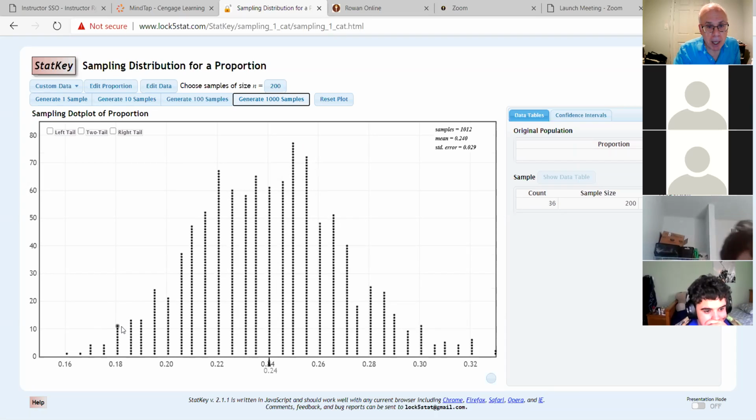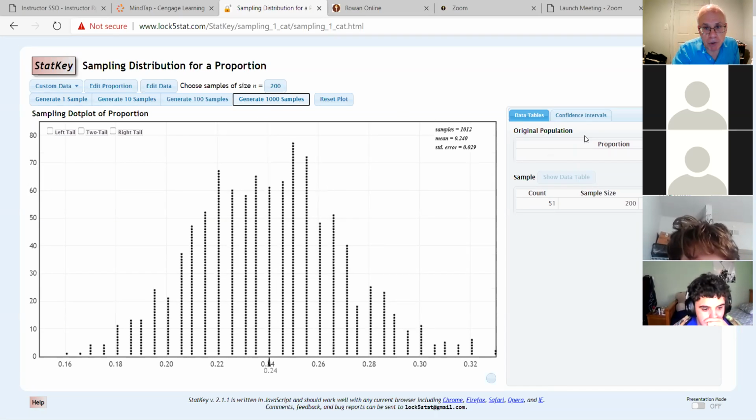And by the way, for each one of these samples, we can create an interval around it, a confidence interval. I'll show you in the book how they do it. You're not going to be responsible for calculating it the way the book does. We're going to use StatKey, but I'll show you how it's done in the book.